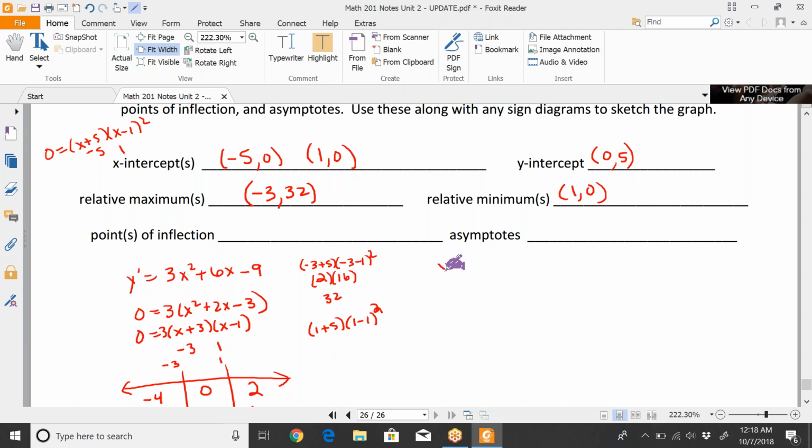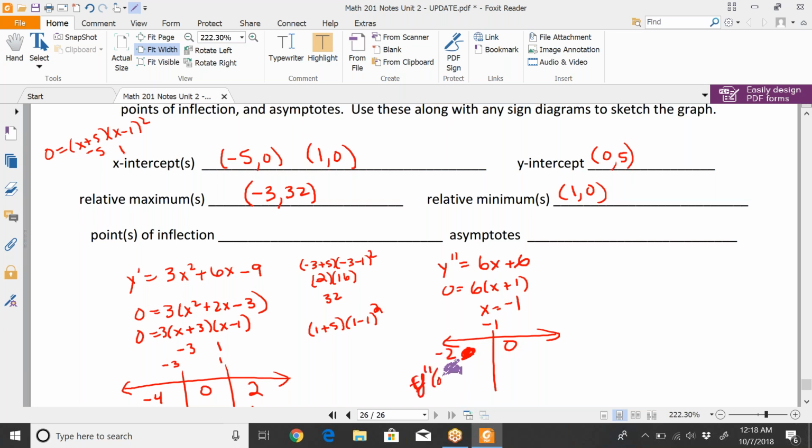To find points of inflection, we need to take a second derivative, and that would be 6x plus 6 using this. If we set that equal to 0 and pull a 6 out, looks like that's going to be a possible point of inflection at -1. We have to test it to be sure. So I'm going to plug in 0, which will be on the other side, and I'm going to plug in -2, and we plug it into our y double prime. I keep wanting to call it f.